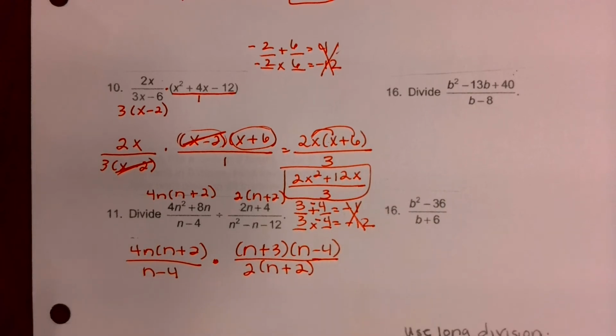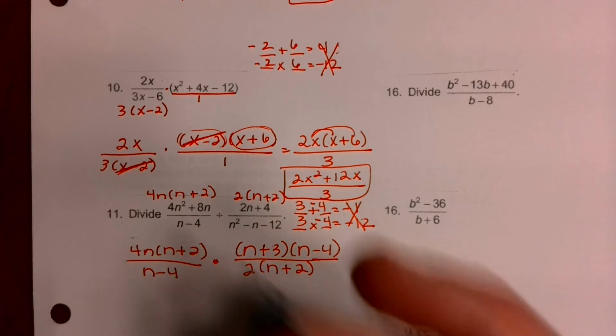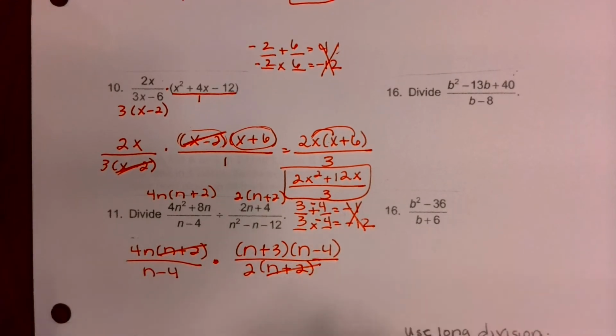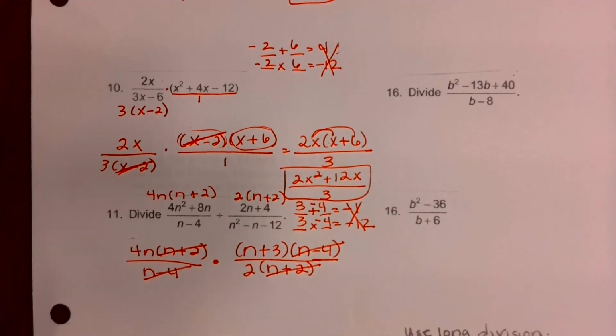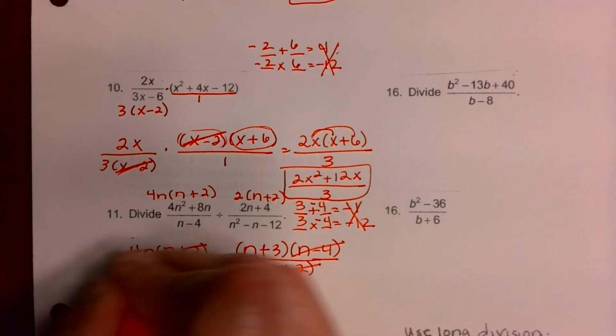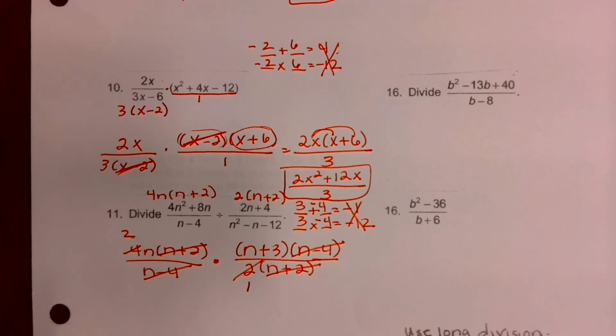Anything on the top can now cancel with anything on the bottom. Do you see anything? I do. N plus 2. Anything else? Yep, there's an n minus 4. Anything else? Yes, there is. The 2 and the 4. Divide them each by 2.